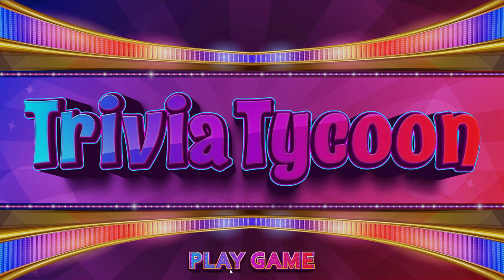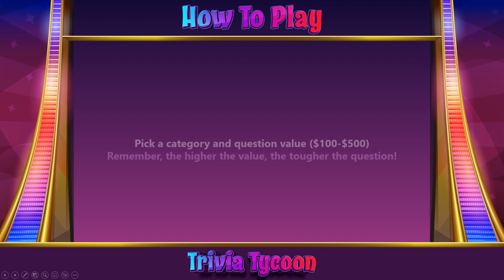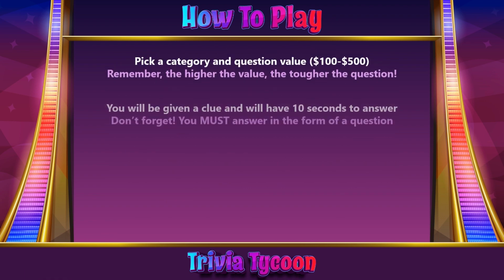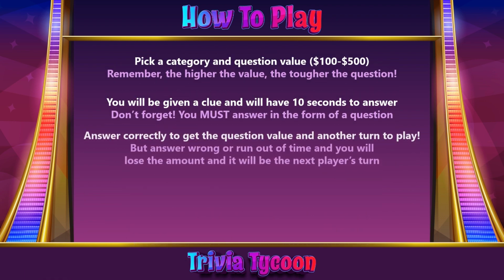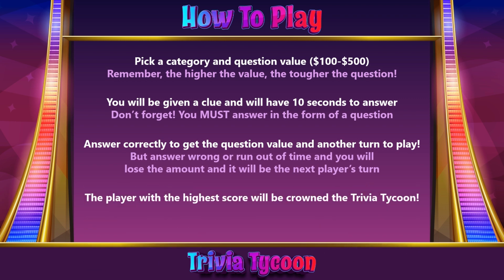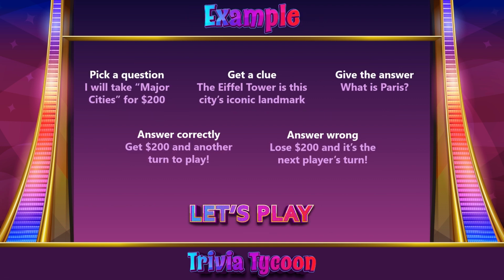The game starts with instructions on how to play. You will pick a category and question value and will then be given a clue with 10 seconds to answer it. Remember, the questions get tougher as the value goes up. If you answer correctly, you'll get the value of that question added to your score. If you answer wrong, the value will be subtracted from your score. The instructions also share an example to give players an idea of how the game is played. Once you've gone over the instructions, click Let's Play to begin.